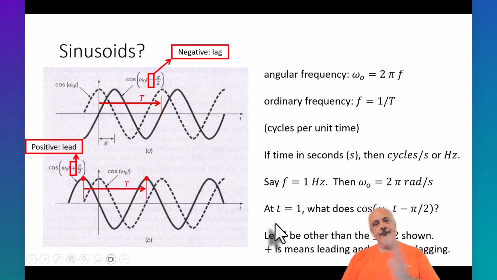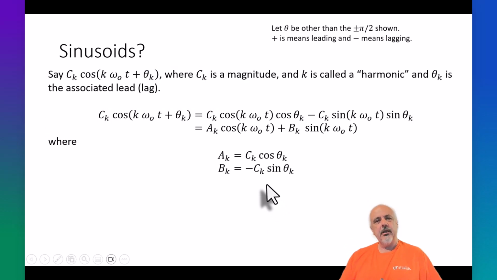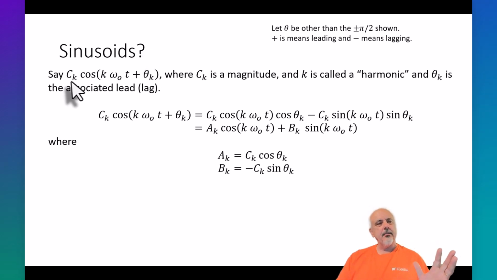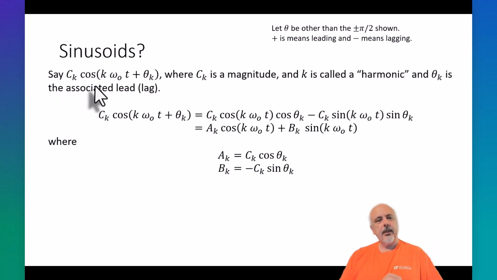But you could actually have that lead or lag be some kind of generic theta. Plus means it's leading, minus means it's lagging, when you look at it from a cosine graph perspective. So let's take a look at this a little bit more. Let's think about a particular magnitude multiplying a cosine of k times omega naught t plus theta k. Here k is called a harmonic, and theta k is an associated lead or lag that goes with that harmonic. The c sub k would be the magnitude that also goes with that harmonic.